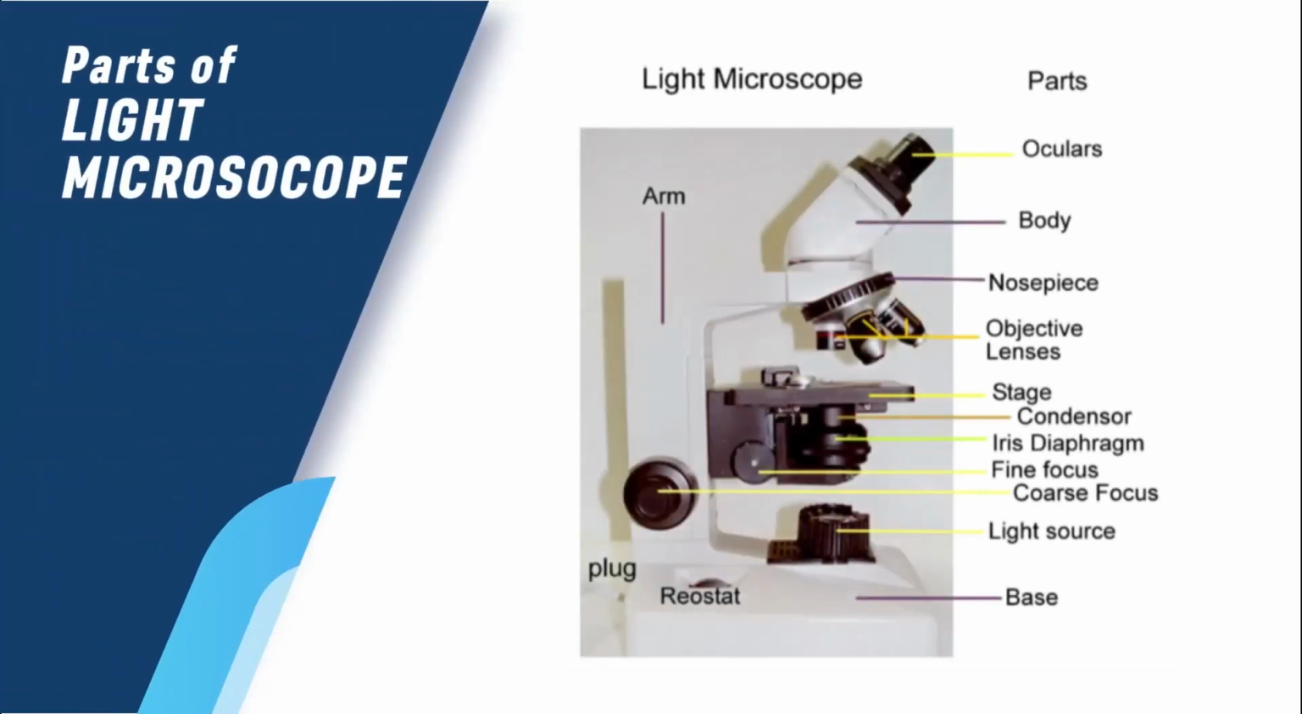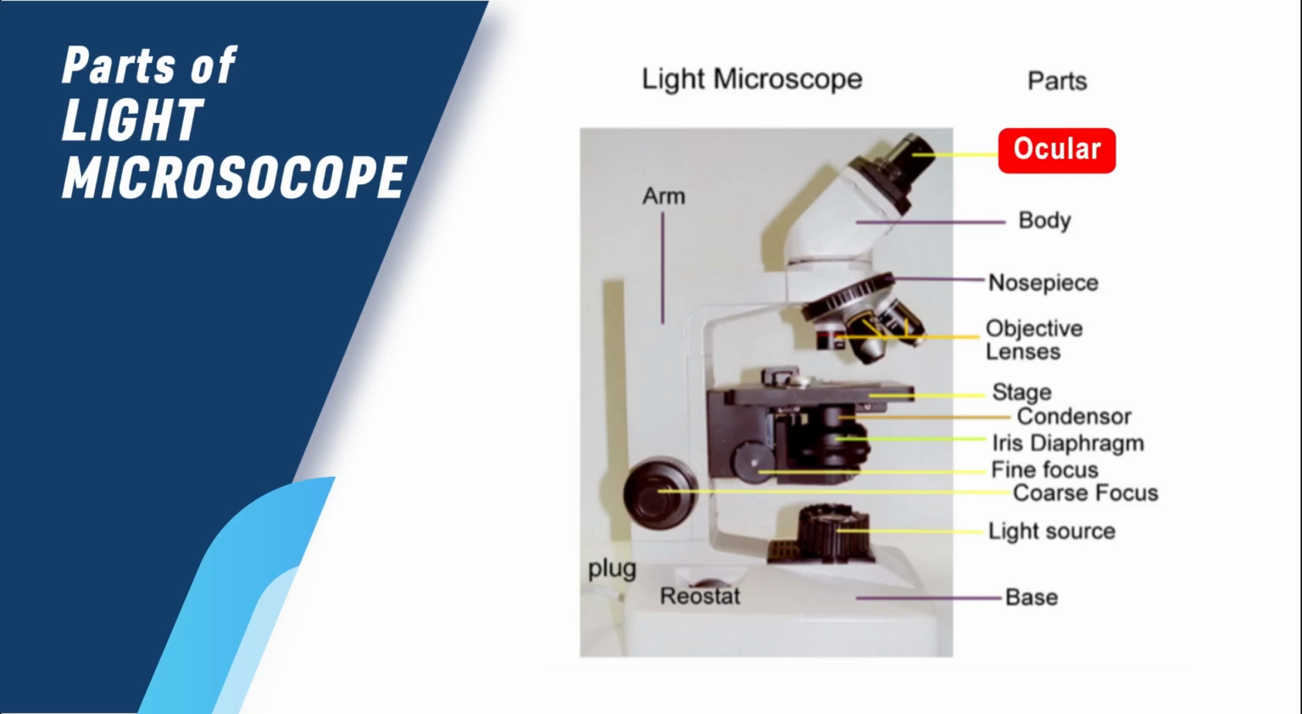Parts of the light microscope. These are the primary components of a light microscope, though additional features and accessories may vary depending on the specific model and intended applications. The combination of these parts allows researchers and students to explore the microscopic world and study various specimens with enhanced magnification and clarity.